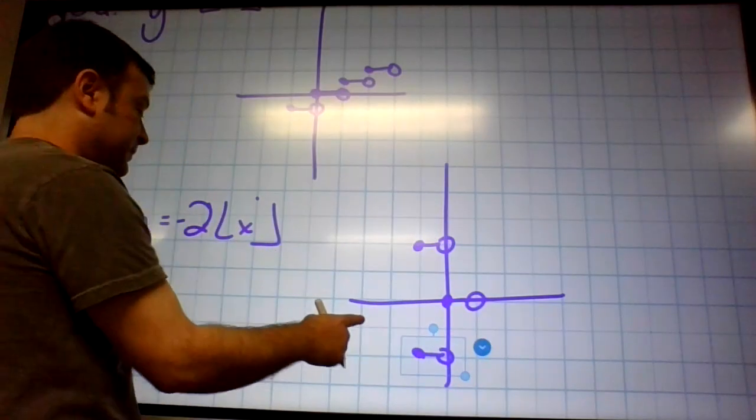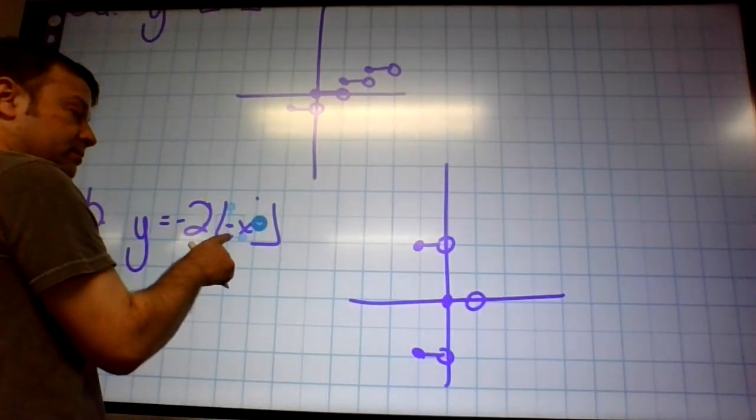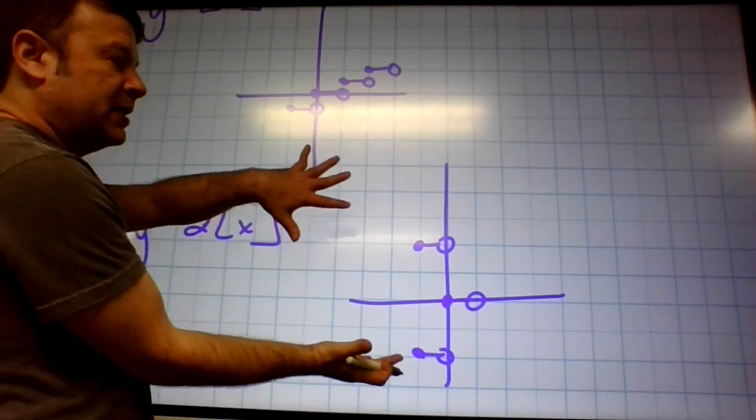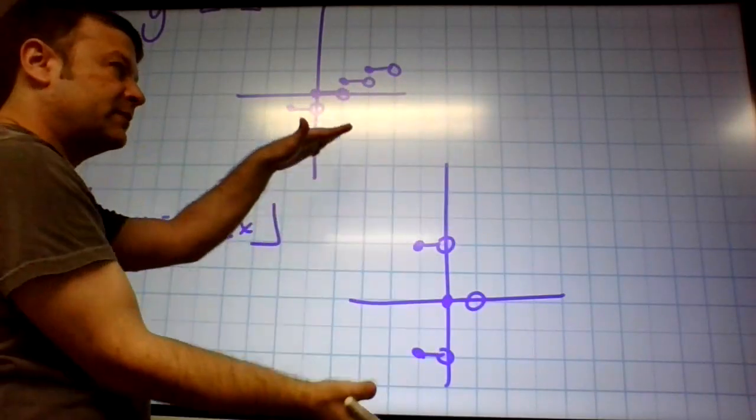Yeah, it's a vertical flip. If it's directly on the X, that's a horizontal flip, like the X values switch. When you put the negative on everything, everything is like the Y value, so the Y value switches. So that's a vertical flip.